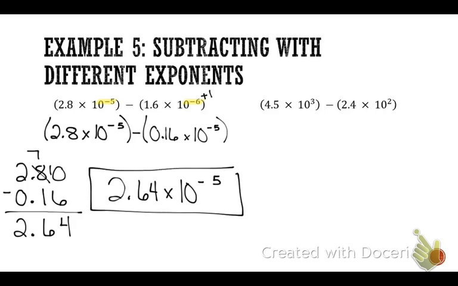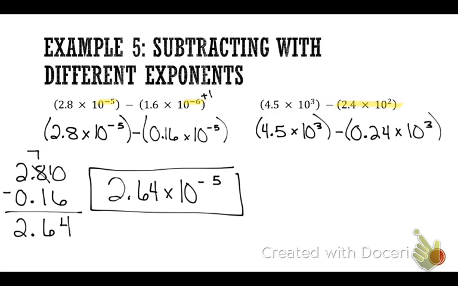I want you to do the last one on your own. 4.5. Oh wait, I can't subtract yet. What do I need to do first? Common exponents. Which one am I going to change? Yes, I need to change this one and bring it up to the higher exponent value. So 4.5 times 10 to the third minus 0.24 times 10 to the third.